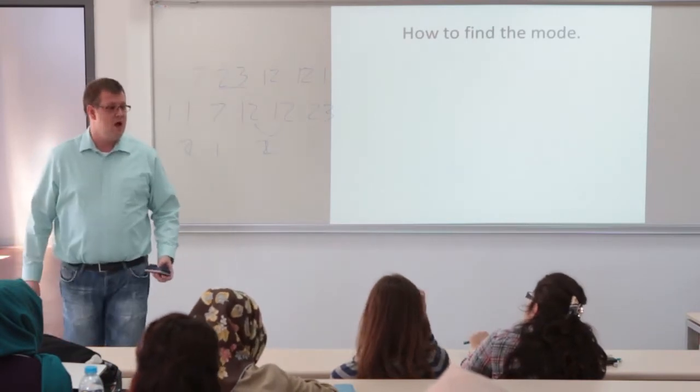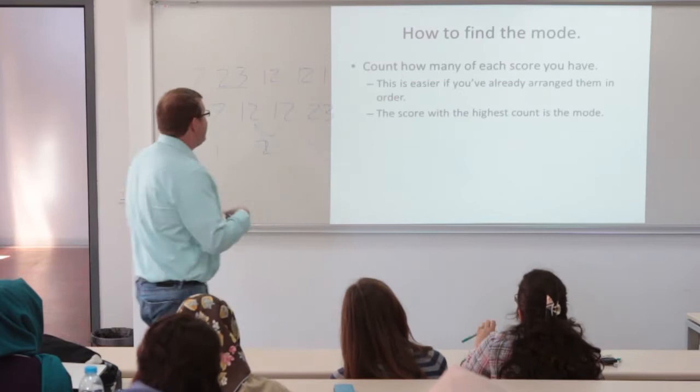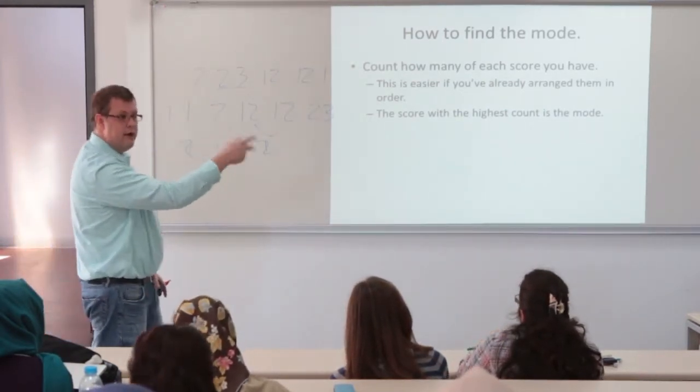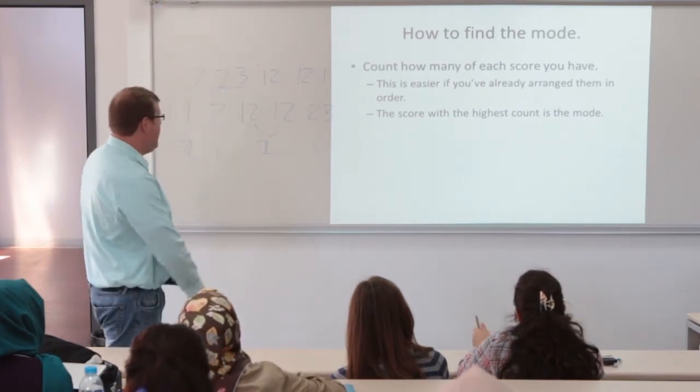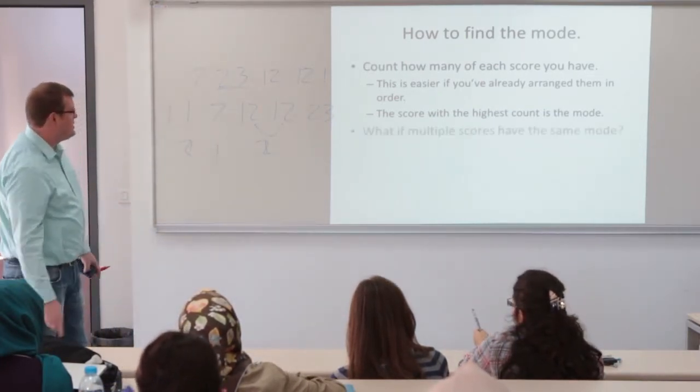We have 2 modes, right? So we can count how many of each score that we have. This is a lot easier to do if you've already arranged them in order to find the median. And then, excuse me, the score with the highest count is the mode.